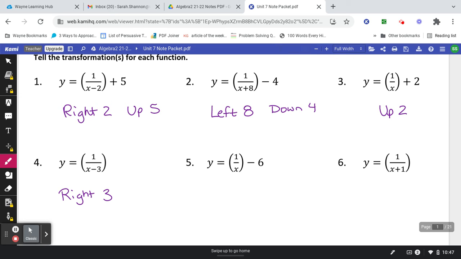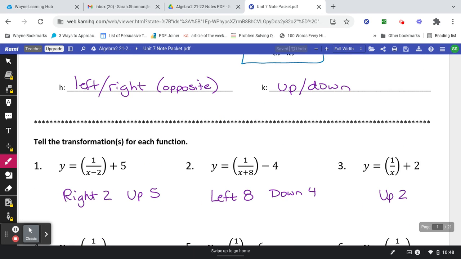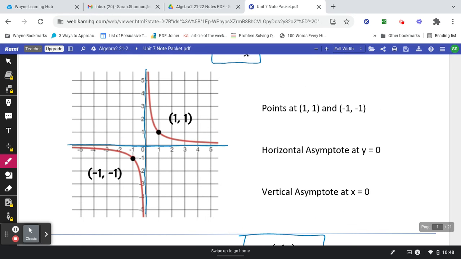Problem 5, this time there's just the number at the end, the -6. So that's going to move down 6. And the last one, problem number 6, the +1. That's inside the parentheses. That's going to tell me to move left 1 place. All right, and when we're talking about moving left 1 or down 6, we're actually talking about moving the asymptote lines, the blue lines that we drew above here. So that's how we're going to then graph the rest of our 2 points.